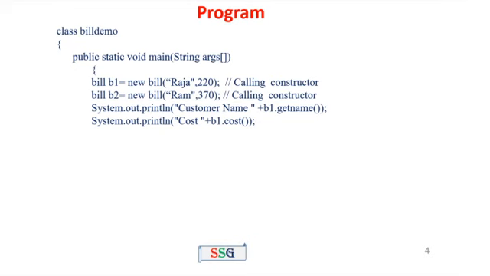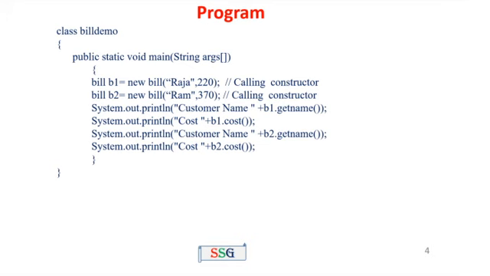Then System.out.println with the message customer name, then b1.getName. Now the function is called with the b1 object. So b1.getName means control transfers to the getName function. That function returns the name as Raja. Then System.out.println b1.cost. So b1.cost means the compiler calls the cost function and calculates 220 into 1.2. So every unit is assigned 1.2 rupees. It performs the multiplication operation and returns the double value. At the same time, we are calling the same functions getName and cost using the second object: b2.getName returns the value ram, and b2.cost returns the value of the 370 into 1.2 calculation.